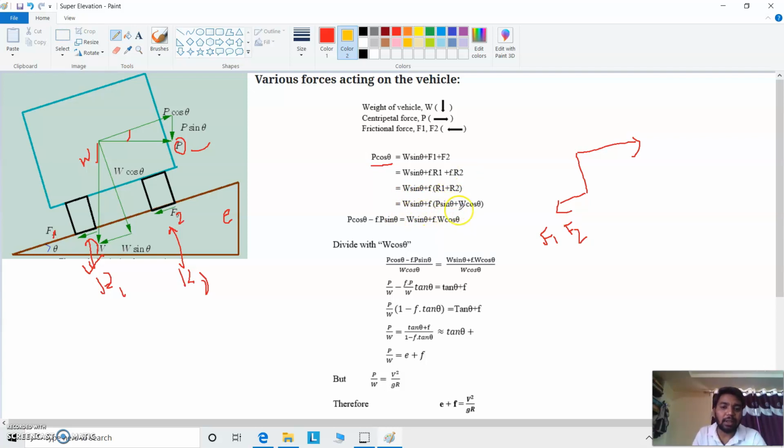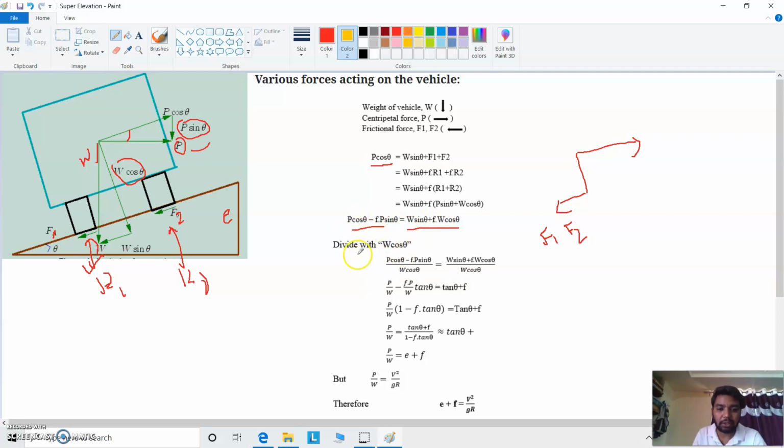So here R1 and R2 are the total reaction forces developed due to the weight of the vehicle, so that the weight of the vehicle can be resolved with P sin theta and W cos theta. We are substituting W cos theta and P sin theta in the place of R1 and R2, and then the equation is rearranged: P cos theta minus F sin theta equals W sin theta plus F cos theta. P and W are rearranged.